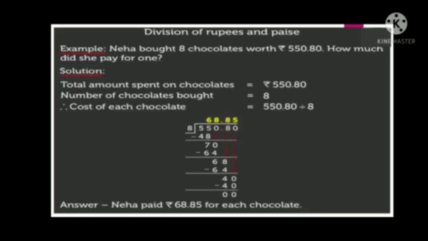I hope you have understood multiplication and division of rupees and paise, and you can solve the questions given in your book for the practice.